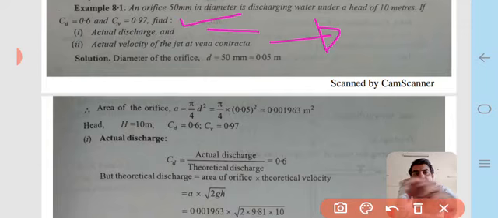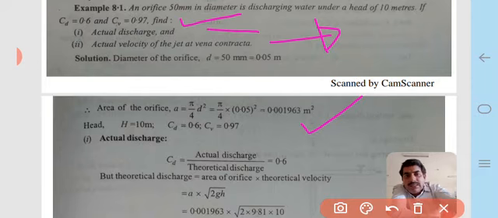Now we calculate the area of the orifice, that is small a is equal to pi by 4 d square, and the value of the area of the orifice is equal to 0.001963 meter square. The head capital H is equal to 10 meter, and the coefficient of discharge and coefficient of velocity are already given, that is 0.6 and 0.97 respectively.